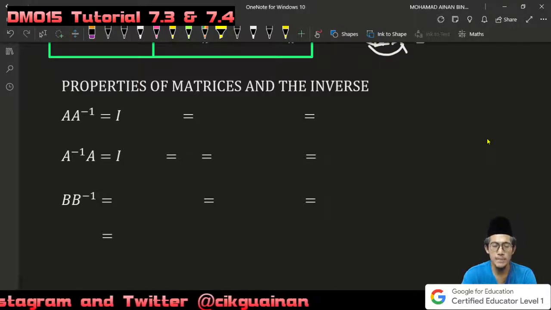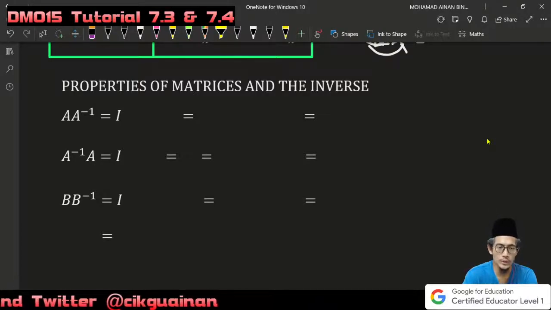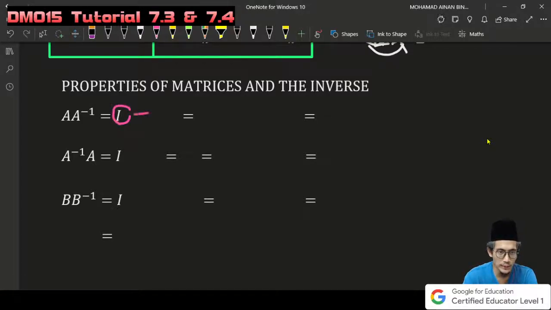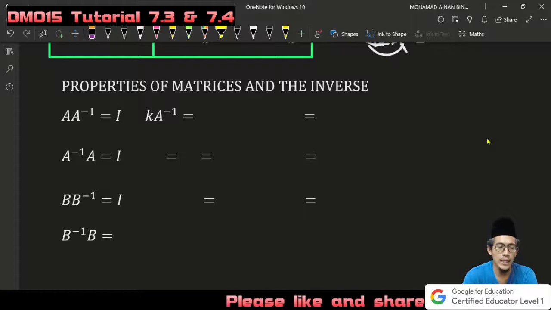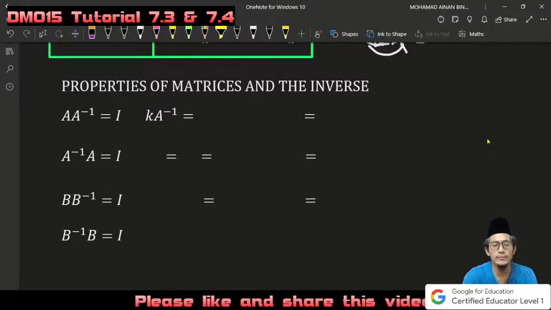Okay, next. B multiply by B inverse equals identity juga. Remember, identity ni bukan satu. Not one. One adalah constant. Okay, next. B inverse multiply by B dapat identity.